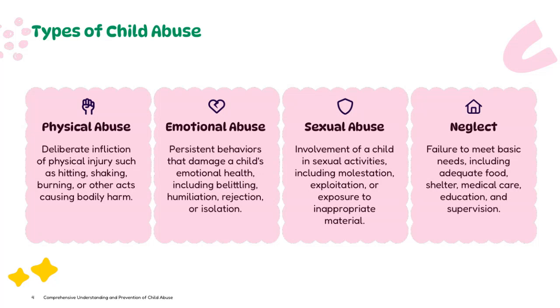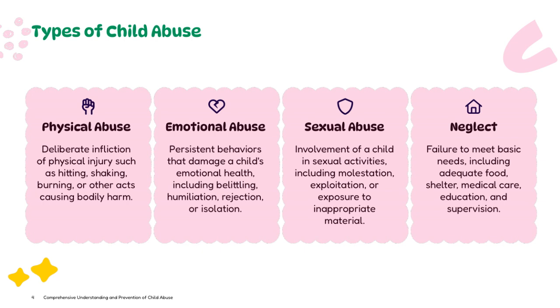When we talk about child abuse, it's important to understand the different types it can take. First, physical abuse involves deliberate acts that cause physical harm to a child, like hitting, shaking, or burning. These actions leave visible injuries and can have lasting effects on a child's health. Then, there's emotional abuse, which might not leave physical marks but is equally damaging. This includes behaviors like constant belittling, humiliation, rejection, or isolating a child, all of which harm their emotional well-being and self-esteem.